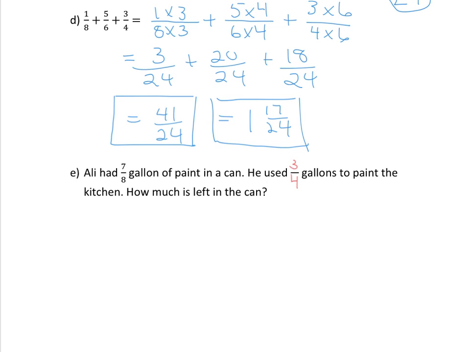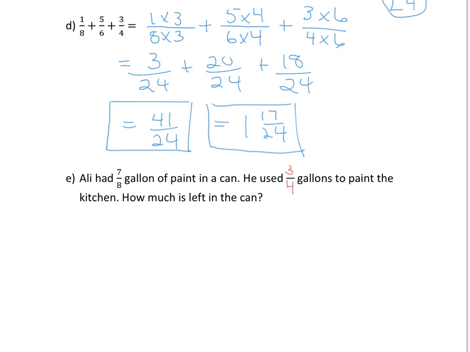One piece of information that we're given is that we're starting out with 7/8 of a gallon. We're using 3/4 of a gallon. And then we need to decide what kind of operation. And then the next thing to think about is, what are we being asked for? We're being asked for how much is left in the can. And then we have to decide what operation will give us that. And in this case, if we subtract the amount we used from the amount we started with, that's how much we'll have left. So we'll do 7/8 minus 3/4.